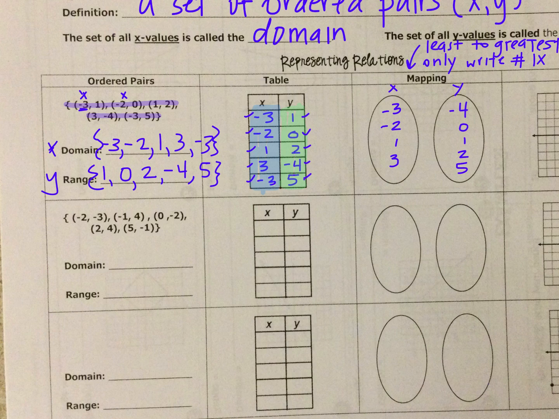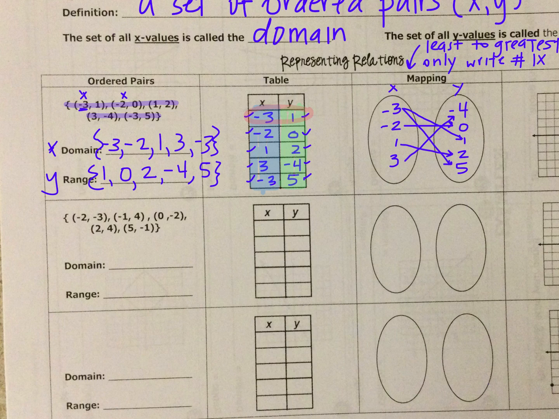Now I need to draw a line to connect them. Well, we know that the -3 goes to the 1. So from there, I draw an arrow to the 1. We know that the -2 goes to the 0. The 1 goes to the 2. The 3 goes to the -4. And the -3. So the -3 is going to have 2 lines because it's there twice, but it's okay. He goes to the 5 also.